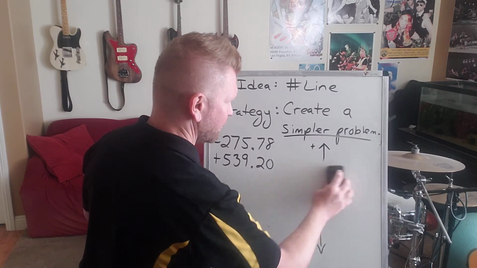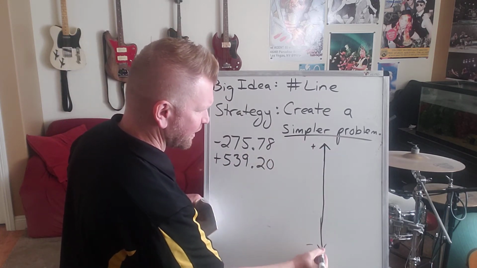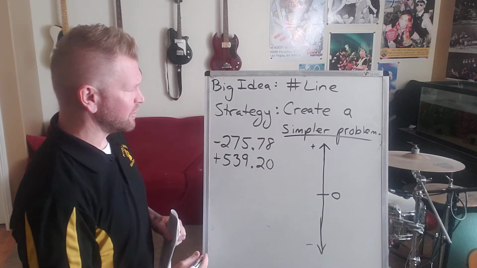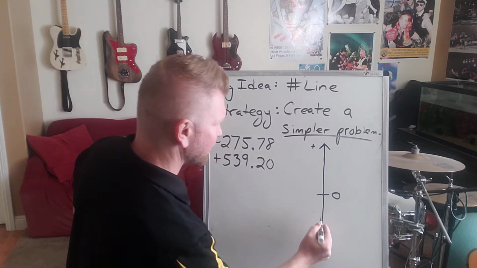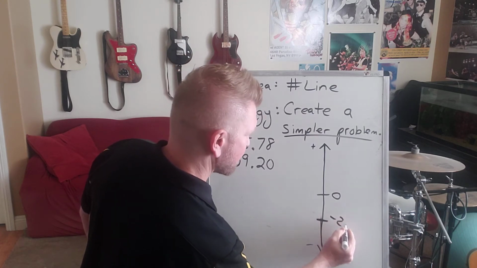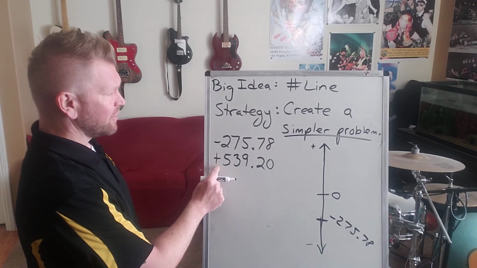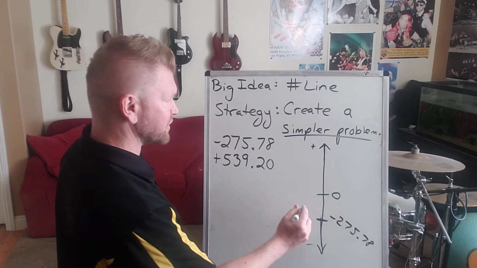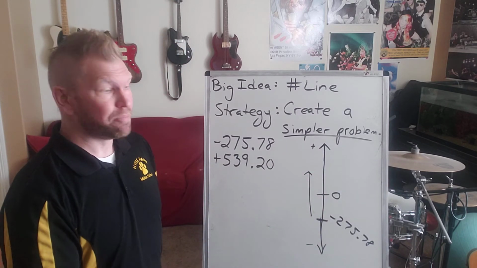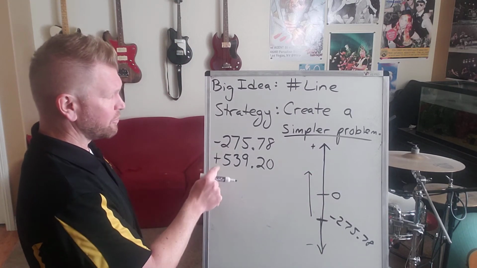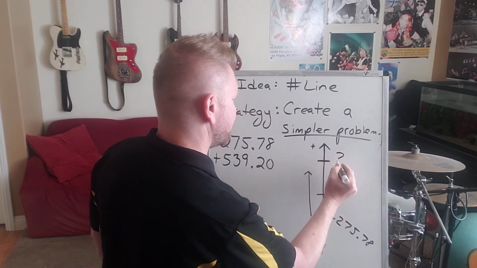All right, so we've got this number line. Again, 0 is not the smallest number, it's kind of in the middle. We're starting at $275.78 below 0. So that's going to be way down there somewhere. But he's going to deposit $539.20, so that's going to go up that much. And just like in the easier problem, it's going to end up above 0. So it's starting this far negative, but it's going up 500 some. It's going to end up here somewhere. The question is, how big is that?